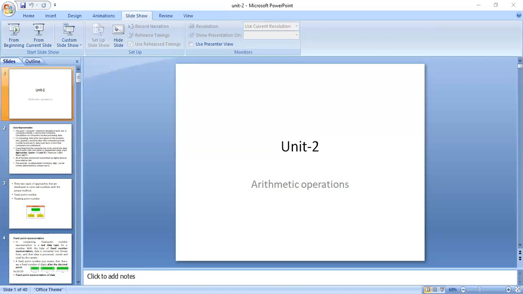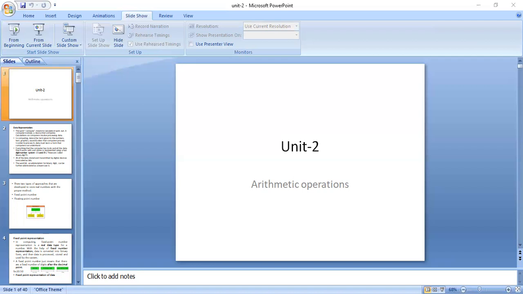Then check the conditions q naught and q minus 1. If q naught q minus 1 are the same, you can only perform arithmetic right shift operations and decrement the count. If q naught q minus 1 differ, that is 1 0 or 0 1: 1 0 means you can perform subtraction, 0 1 means you can perform addition operations. So after completing addition or subtraction, you can perform right shift on A, Q, q minus 1 and then decrement the count value.